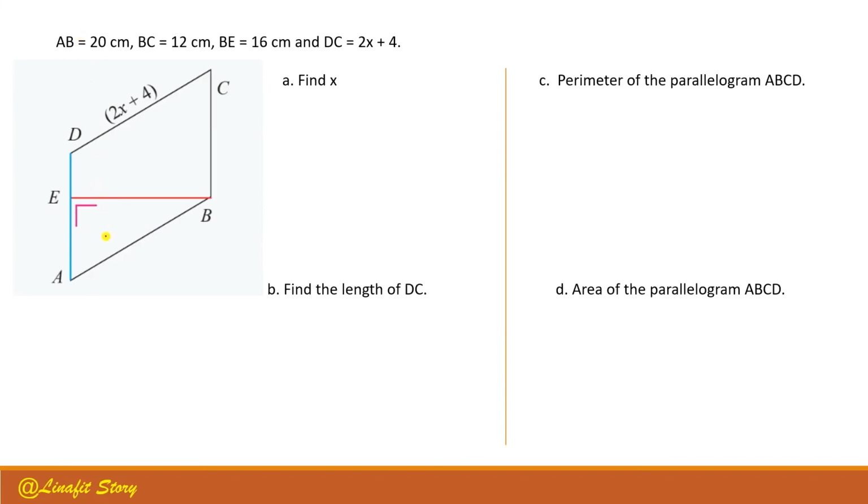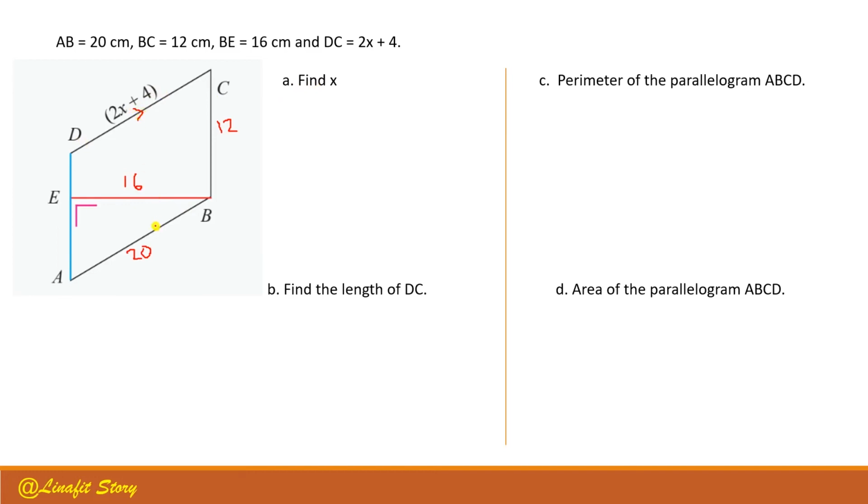AB is 20 cm. BC is 12 cm. PE is 16 cm and DC is 2x plus 4. A. Find x.